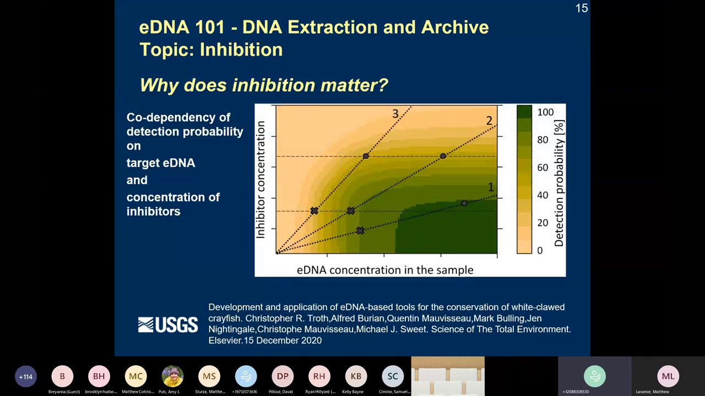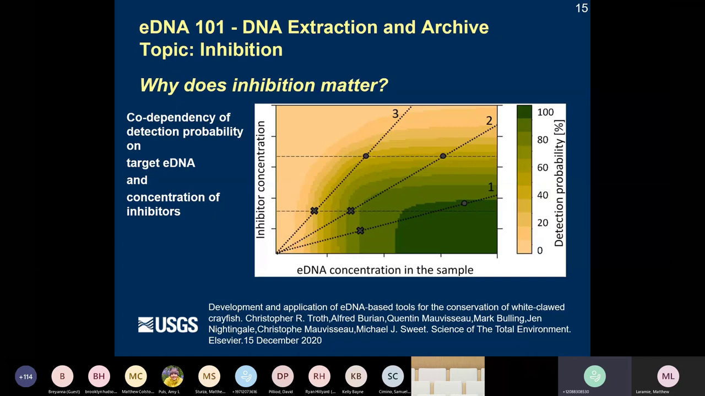Any water body, or even a site within a water body, because inhibitors can vary across several different sites within a single stream or a pond, for example. So at any site, we can characterize that site by its ratio of inhibitors and target DNA concentrations. There are three examples shown on this schematic, represented by the black dotted lines numbered 1, 2, 3. Imagine those are three sites.